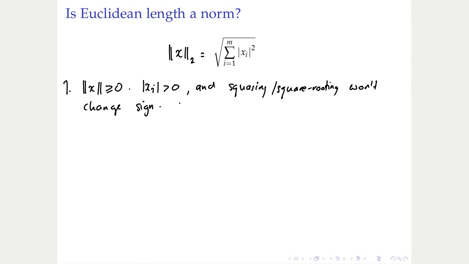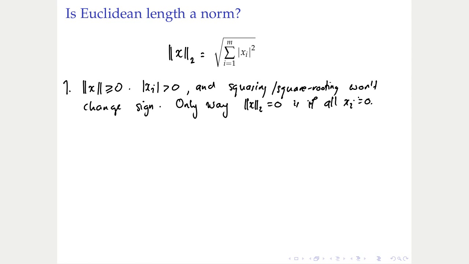Okay, and the only way that the length of x can be 0 is if all the xi's are 0. So the only way that the length, or the 2 norm of x, can be 0 is if all xi equals 0. Okay, so that makes sense? So that one's pretty straightforward.